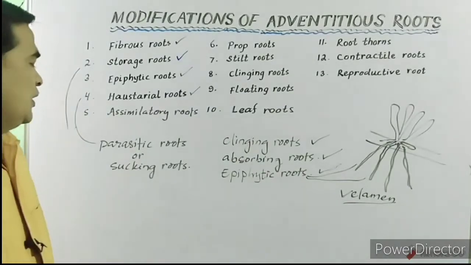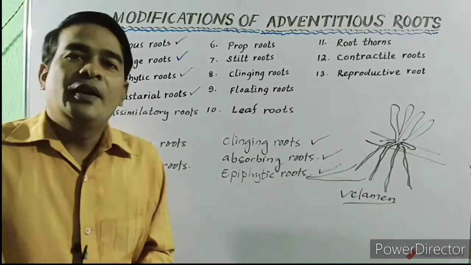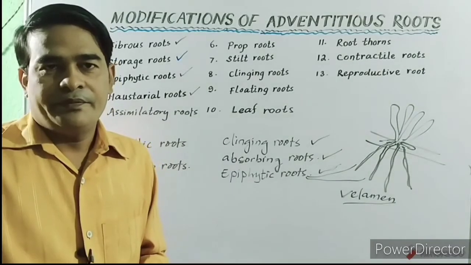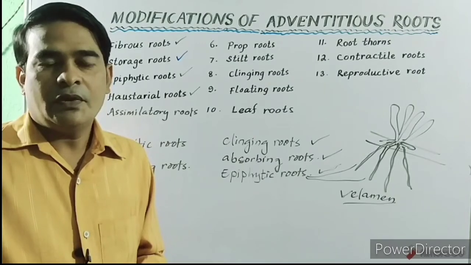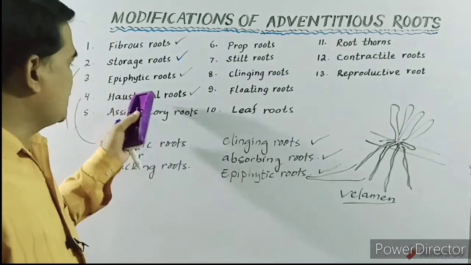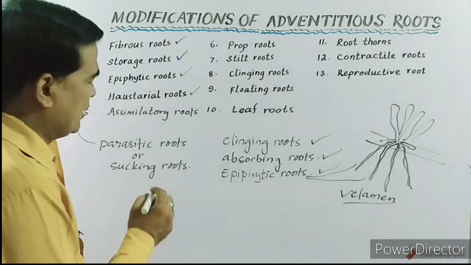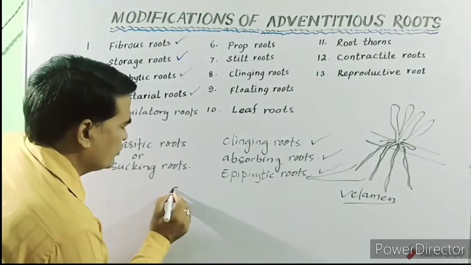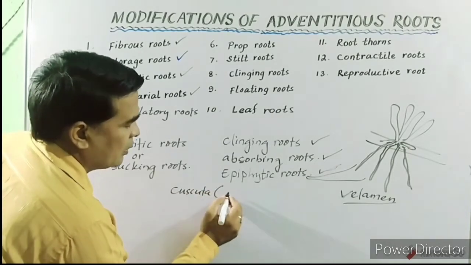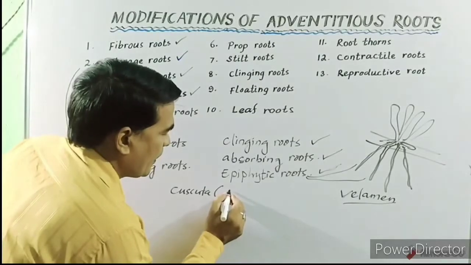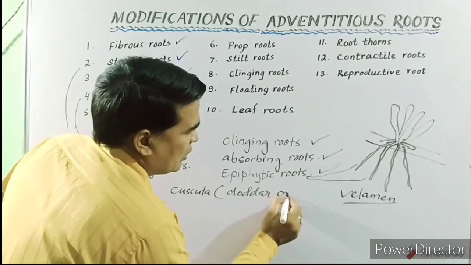Parasitic roots or sucking roots. And these are present in parasitic plants. Okay, these roots are present in parasitic plants like cuscuta, which we call dodar, or amarbel.